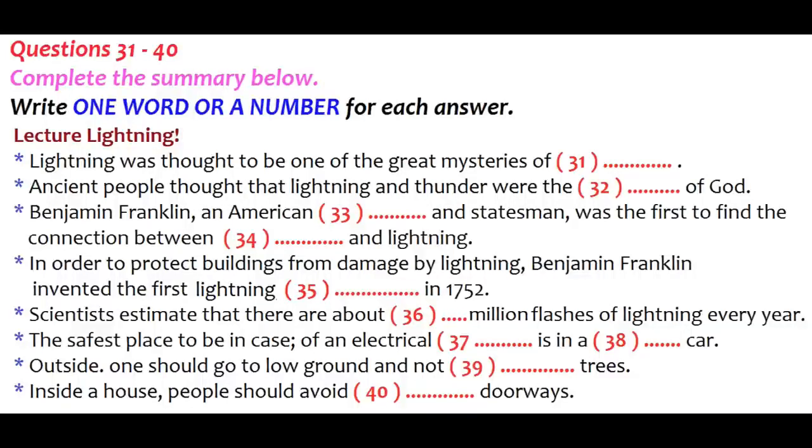Scientists estimate that there are about 2,000 million flashes of lightning per year. Lightning hits the Empire State Building in New York City 30 to 48 times a year. In the United States alone, it kills an average of 1 person every day. The safest place to be in case of an electrical storm is in a closed car. Outside, one should go to low ground and not under trees.